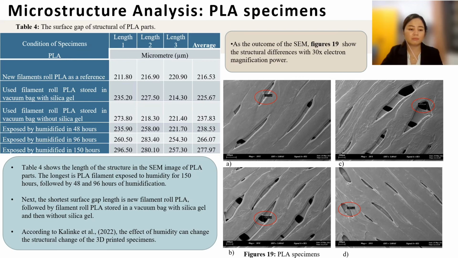The longest gaps are in PLA filaments exposed to humidity for 150 hours, followed by 48 and 96 hours of humidification. Next, the shortest surface gap length is in the new raw PLA filament, followed by raw PLA filament stored in a vacuum bag with silica gel and without silica gel. According to Kalenke and others 2022, the effect of humidity can change the structure of 3D printed specimens.